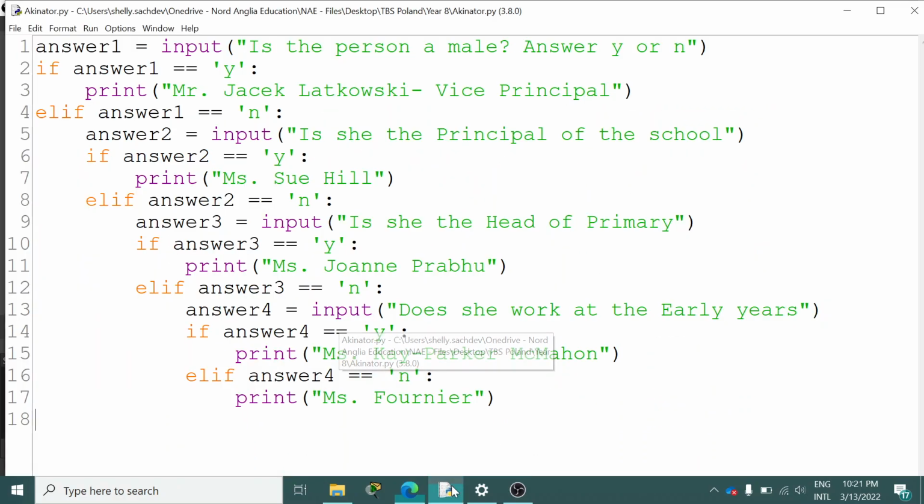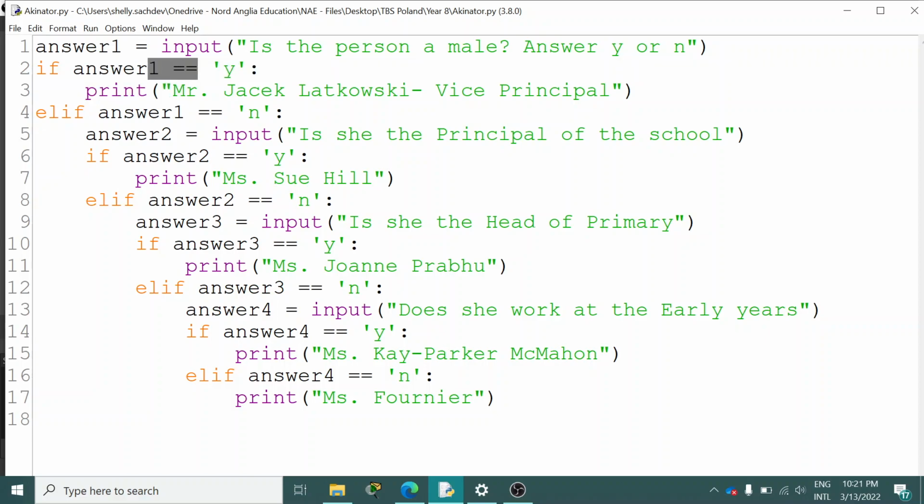One more thing that I would like to do in my program is that when somebody answers that the person is a male, I have only given them one choice, right? But if you look around in your school, there are many other positions being held by male members. Like we have Mr. Vinant, we have Mr. Bell, we have Mr. Bentley, who are the head of years, and we have Mr. Prabhu, who's the DP coordinator. So you can actually make it more diverse.